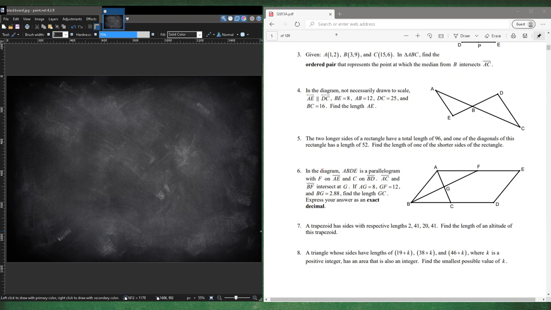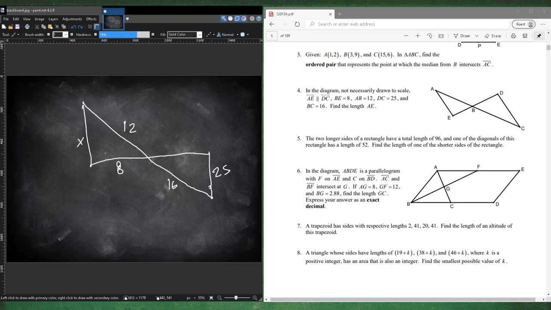Number 4. Okay, so we have this diagram. It's usually a basic diagram, and it's really commonly occurring. So AE is... BE is 8, AB is 12, DC is 25, and BC is 16. So we have to find AE. Since vertical angles are the same, and guessing that these are parallel, so it's this one and this one. So basically, it tells us that this is equal to this, and this is equal to this.